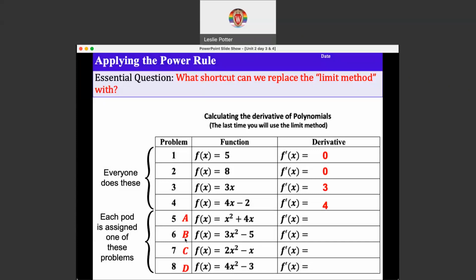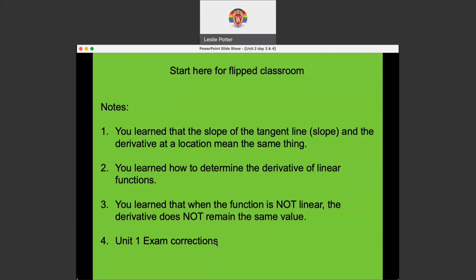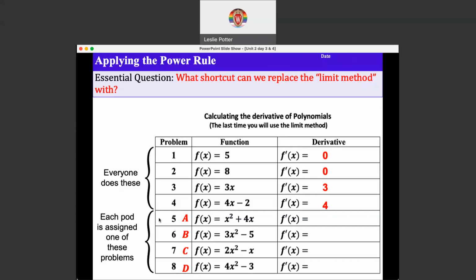Okay, so I give you some space in your notes. That big space is for the class activity. You don't have to do that at this point in time. Okay, so when we get into class, we'll get into our pods and do the limit method on these functions. And by the end of class, we will be able to have a shortcut for functions that look like this. Super exciting.